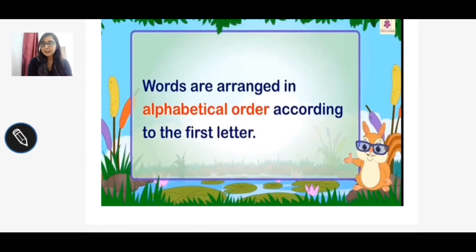So, alphabetical order means words are arranged according to the first letter. Here, we will have a set of words. We will look at the first letter of the word and we will put them in alphabetical order, according to the alphabets.